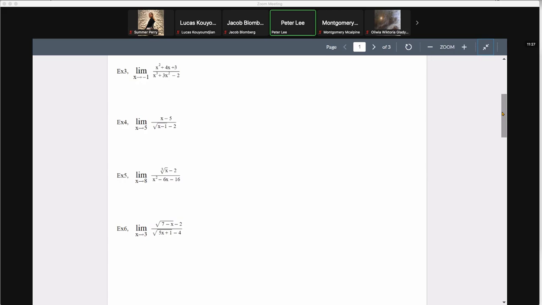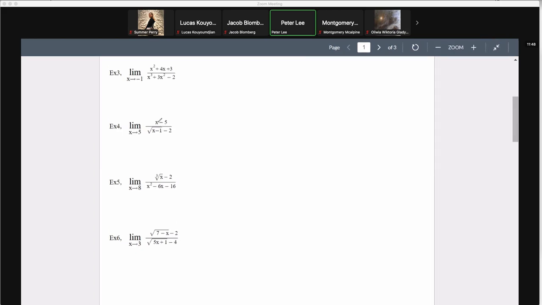Okay, so let's look at example 4. Example 4, what is this? The limit of x minus 5 over the square root of x minus 1 minus 2, and now x is approaching 5. So what is this really approaching? Now, you don't know this answer yet. But let's say you have a graphing calculator, then you can graph this. Or if you don't have a graphing calculator or you don't want to use a graph, you can still plug in x is equal to 5 point, and then what?